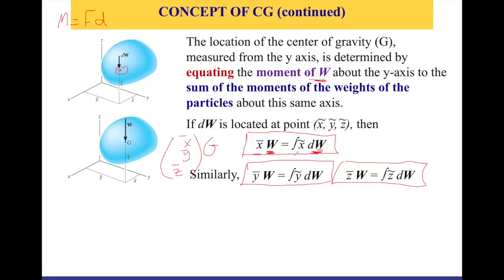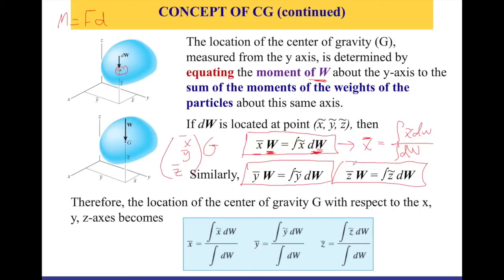Now, to find these, if we look at this formula, x bar equals the integration of x tilde dW divided by W, and W is the integration of dW, the integration of the infinitesimal partial weights. So this is our formula for finding x bar, the x coordinate of the center of gravity. If we do the same for x, y, and z, we end up with those formulas.